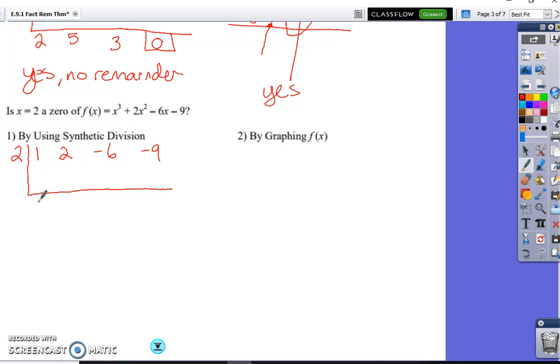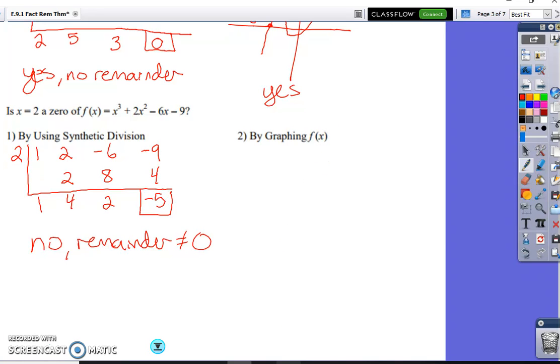Follow synthetic division: bring down your 1, multiply, add those together, multiply, add those together, multiply, add those together, and that last number is your remainder. So the answer here, again, we don't have to go through and figure out what our leftovers are here. We just say the answer is no, because the remainder is not equal to 0. And so we do not have a 0 of the function with x equal to 2.